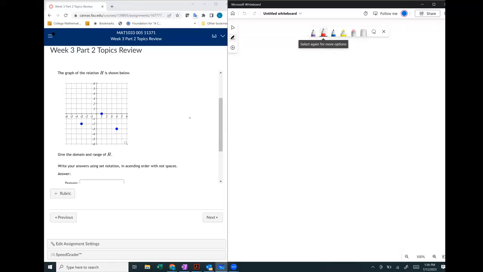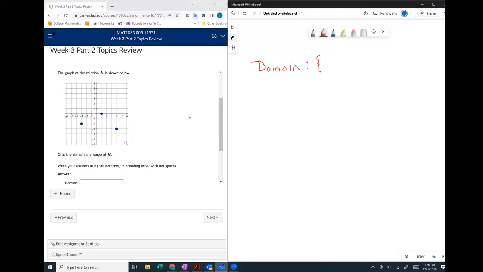So this is a graph of a relation. In the last lecture about the difference between relations and functions, this is just a relation. And it says, give the domain and range of H. So this basically is just 3 points. So if I want to know what the domain is, the domain are my X values. So my domain here, since there's just 3 points, I would say it's a set because it says using set notation. This is a set.